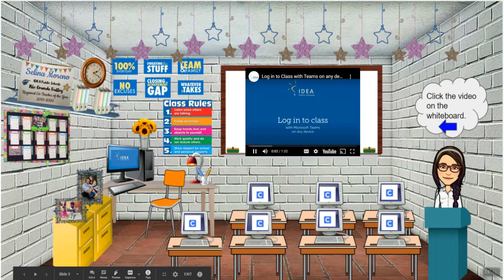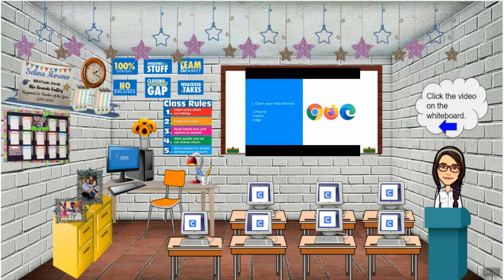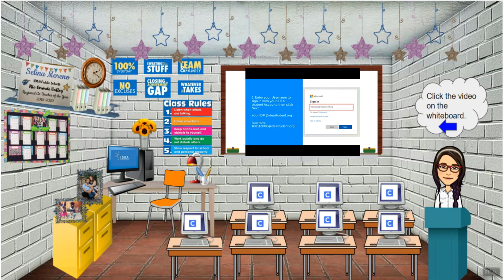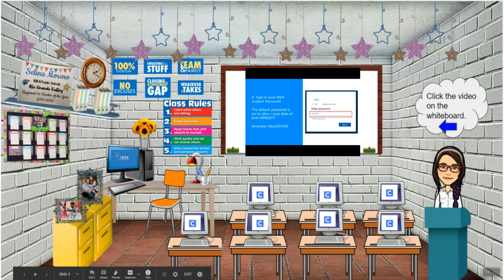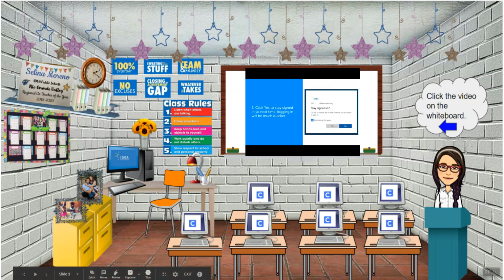IDEA students can log into their classes with Microsoft Teams on any device. Start by opening your web browser, such as Chrome, Firefox, or Edge. Then you can type in teams.microsoft.com into the address bar. When prompted, enter your username, which is your ID number at ideastudent.org. Then click Next. Now, enter your password, which is IDEA with a capital I, and then your birthday, and click Sign In. When asked if you want to stay signed in, click Yes.